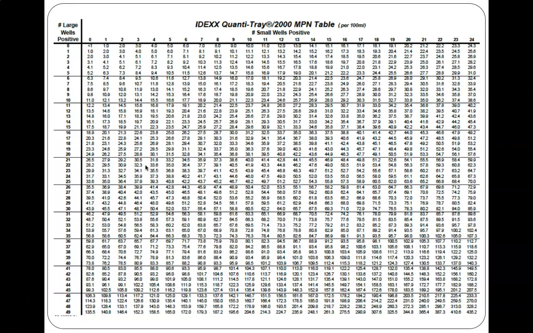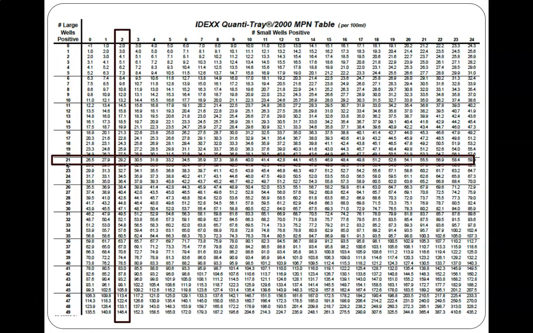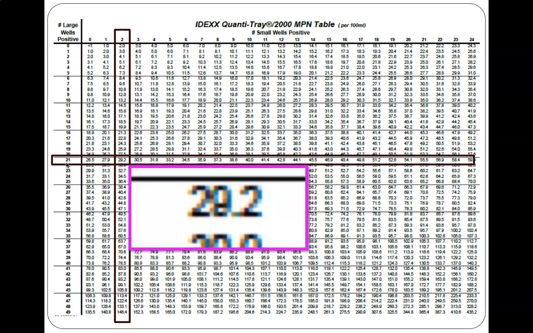We go to the MPN table and we're still on the front page. So actually we don't need 21 small. We've got 2 small right here. How many large? 21. So let's go to see where the 2 and the 21 cross, and they cross right there at 29.2. So we would report 29.2 MPN per 100 milliliters. That's 29.2 MPN of E. coli per 100 milliliters.